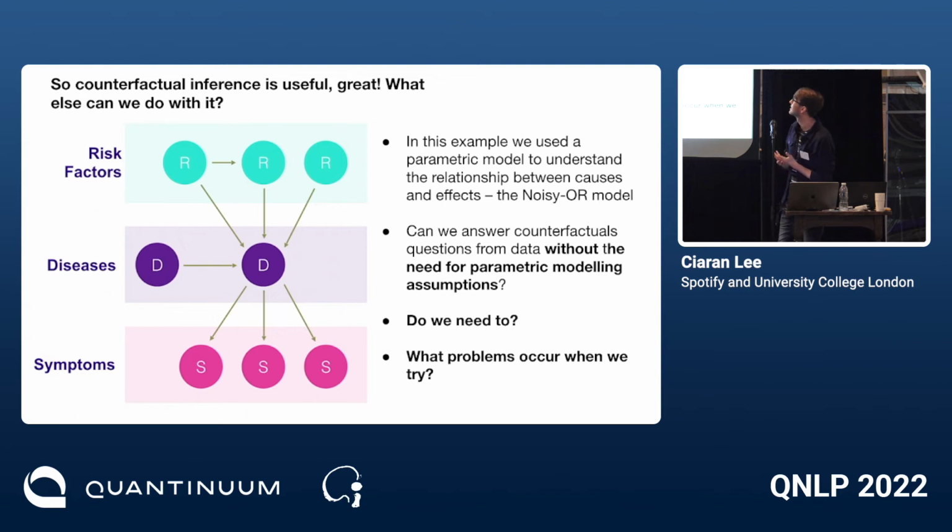So the question is, can we answer counterfactual questions from data without the need for these parametric assumptions? Can we do it using fancy neural technologies and so forth, so that we can now scale and apply this in many other domains where we might not know what the underlying functions should look like, where we just have raw data? The other question is, do we need to, right? Are there cases where it actually would be useful to do this counterfactual reasoning? And the last question is, is this even possible? Do we run into any extra problems when we try and do this without the use of a parametric model?